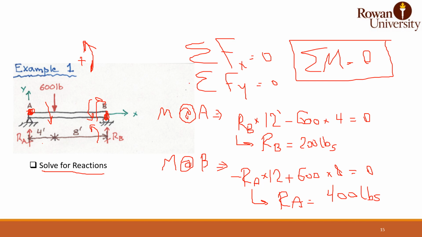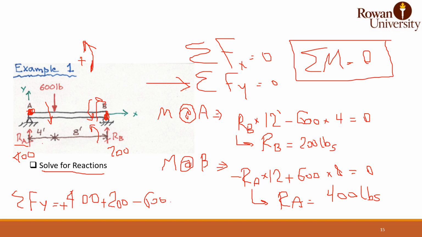If you want to check this equation, sigma Fy equals: RA is 400 pounds, RB is 200 pounds, so 400 pounds positive going up, plus 200 pounds, minus 600 pounds, which is downward. This is all the load you have, so this is going to end up 0. So this is how you solve for reactions.